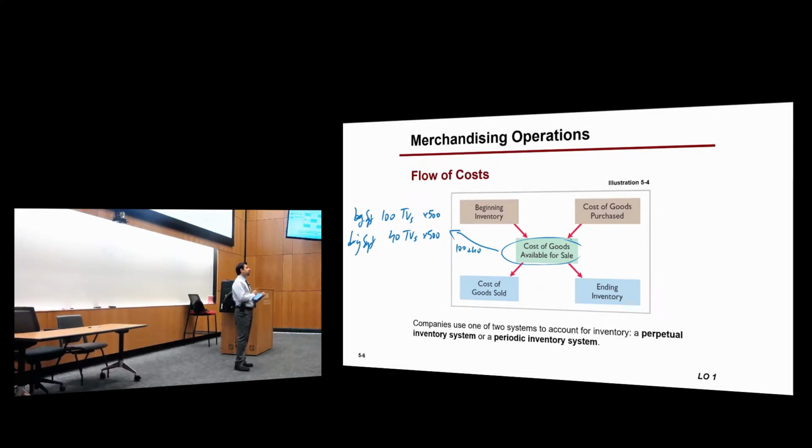Now, by the end of the month, let's say the end of September, the company looked at what they had in the storeroom, basically their ending inventory. They found that they had 50 TVs. What does it mean? How many TVs did they sell? 90. So that means that they sold 90 TVs. So 90 TVs multiplied by $500 each, right? That's $45,000, right?